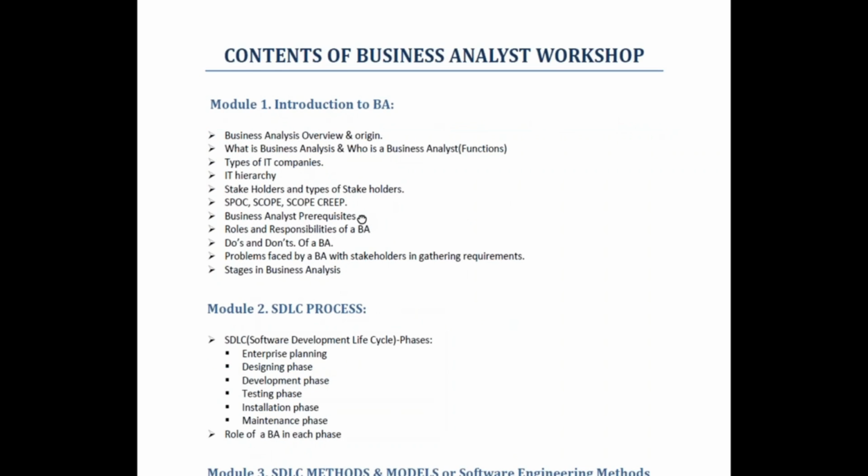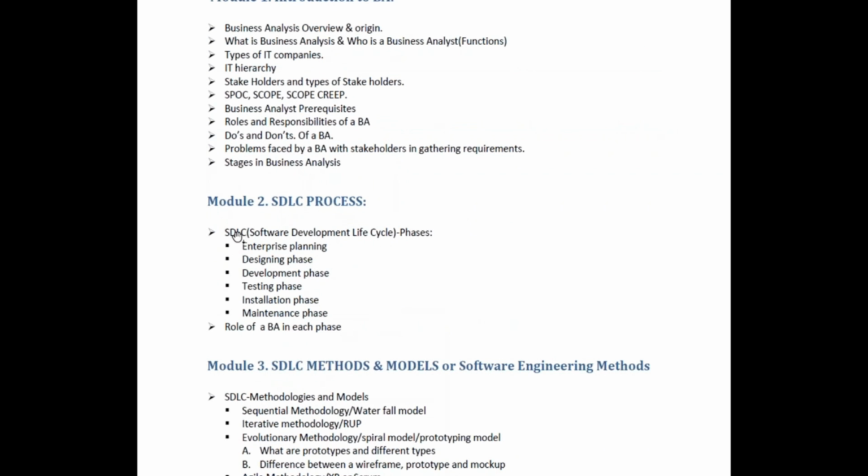Next, we will see the SDLC process. Here, I'm going to explain the SDLC phases, that is enterprise planning, designing phase, development phase, testing phase, installation phase, maintenance phase, and the role of a BA in each and every phase. Then after that, we are going to see SDLC methods and models. In this, we are going to learn sequential methodology, iterative methodology, evolutionary methodology, that is the spiral model, what are prototypes and mock-ups, and the different types of prototypes. And after that, what is the difference between a method and a model.